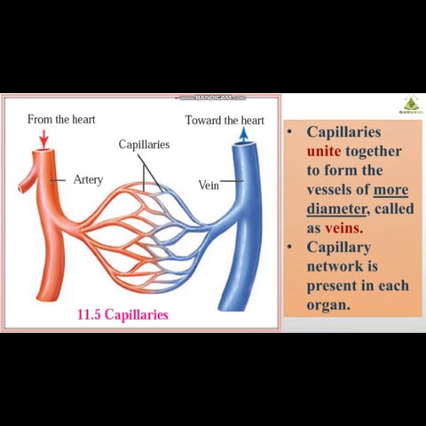Students, we all know that capillaries branch out from where? Arteries, as I explained earlier. Now when these arteries form a fine mesh-like network, finally they unite together to form vessels of more diameter, and these are known as veins. Understood? Originating from artery, then forming fine network-like vessels with thin diameter, and then again uniting together to form veins of more diameter.